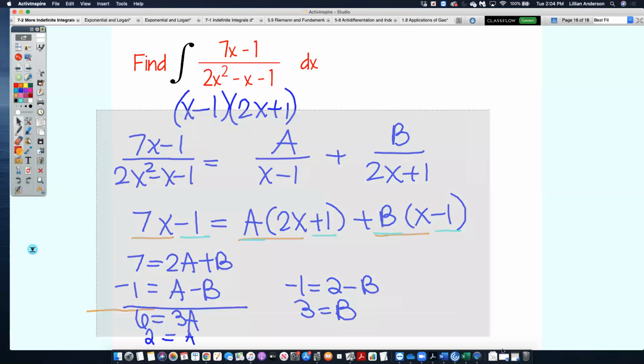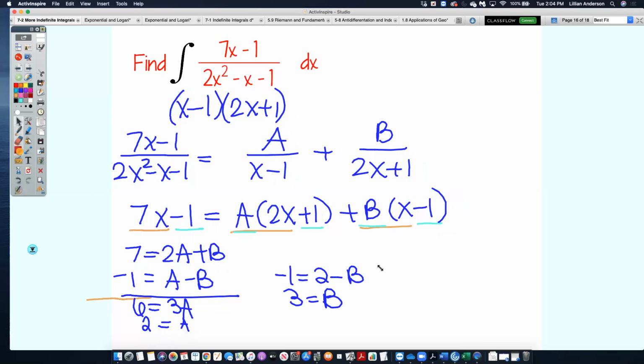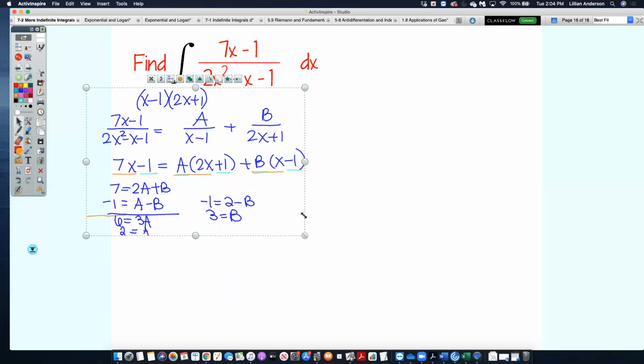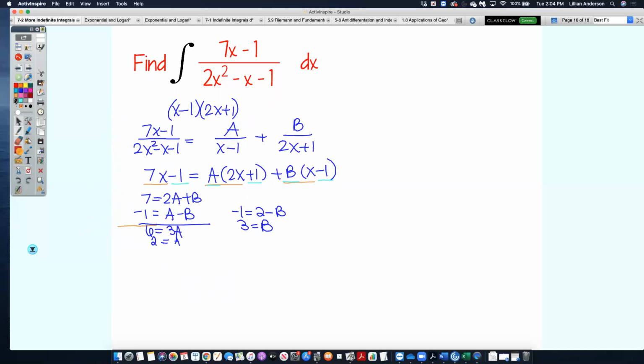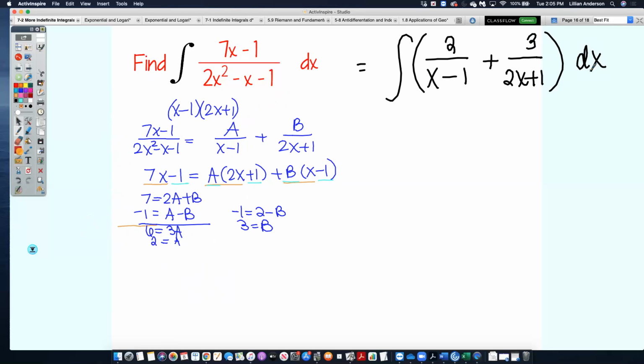So using this information, I'm able to see that this integral can be written as the integral of a, which is 2, over x minus 1 plus b, which is 3, over 2x plus 1, and I can take the antiderivative now of that rational function. Hold up, where did you get where you're gonna put A and B? Right here. Right here. Oh. Okay. Linear.